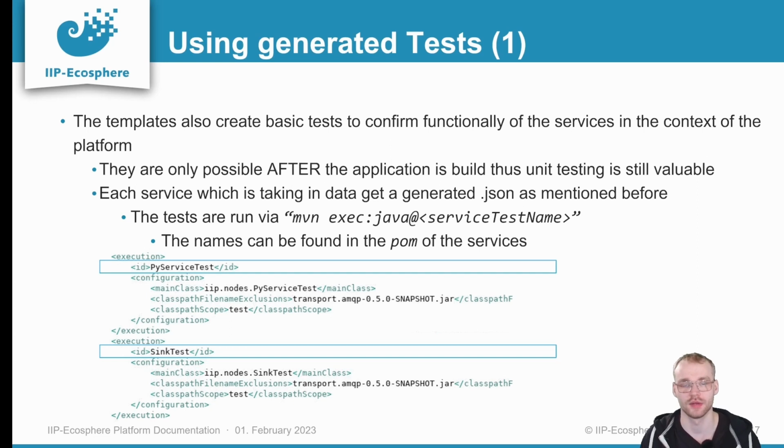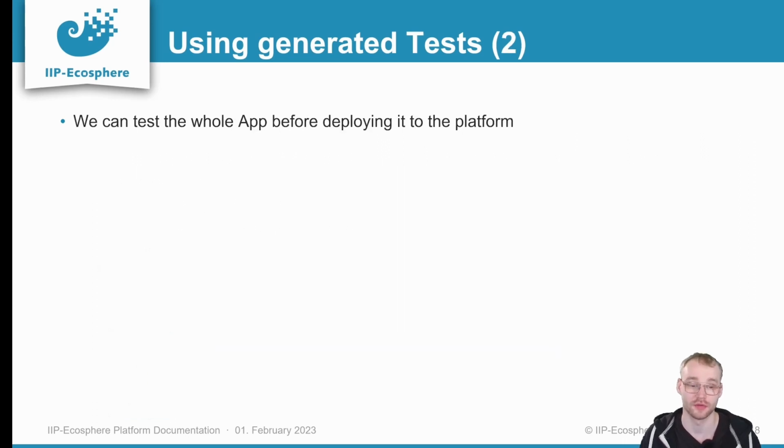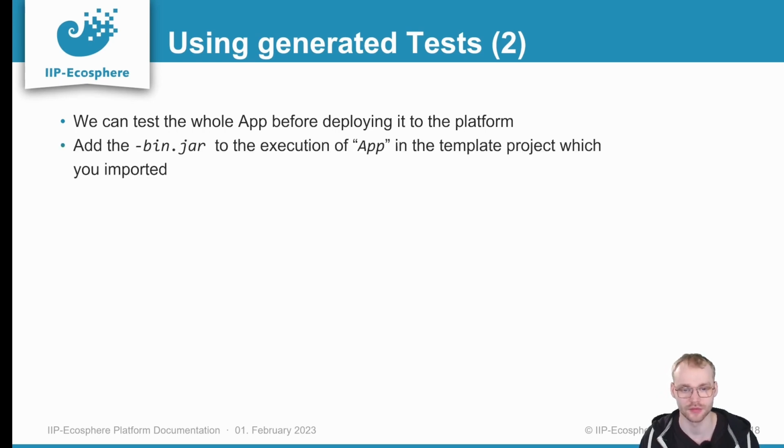These will be generated as seen in this screenshot. There is nothing you need to edit about these to get them to work. Testing the whole app before deployment to the platform is the next and basically last testing step. So you need to add your bin jar to the execution of app in the template project.